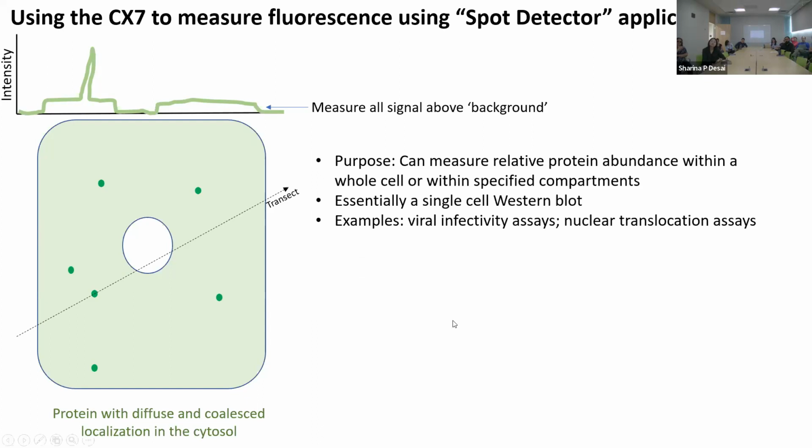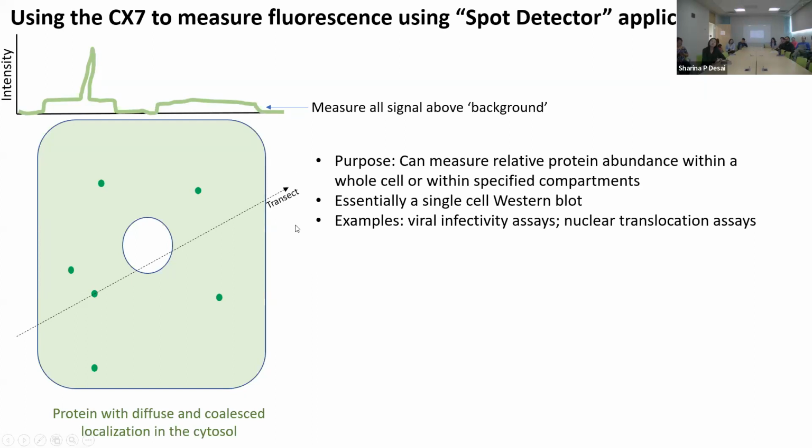So what we're doing here is our cell again. Now we want to measure the total intensity of a protein within our region of interest, kind of like a single cell Western blot, where we're getting relative intensities. This would be an intensity profile along this hypothetical transect, where it goes through these green dots, we get a big peak. But you can see there's definitely some cytosolic localization of the protein. It's not just in peaks, but it's nuclear excluded. That's why it's down here. So what we do is we measure all of the fluorescence intensity above your background signal.